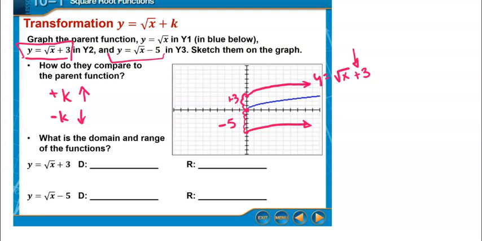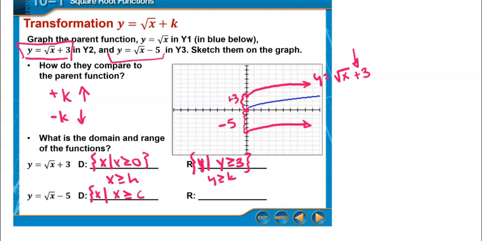The domain of the one that has the plus 3 is still all x's such that x is greater than or equal to 0. The range of this, though, is now all y's such that it starts at 3. So y is greater than or equal to 3. So the domain of this is x is greater than or equal to the h, you're going to find out, and y is greater than or equal to k. So we're going to do the same thing with this one. X such that x is greater than or equal to, what do you think it's going to be? Negative 5.